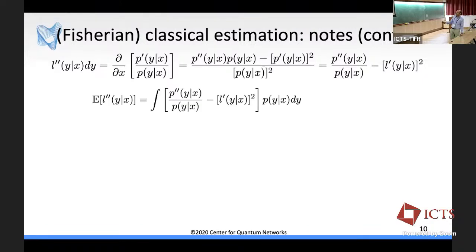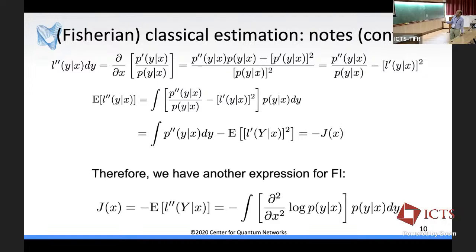Now, if you take the expected value on both sides, on the right-hand side I take this whole thing and take an expectation with respect to this P of Y given X distribution. If you look at the first term, the P cancels out, and you get a P double prime integral. And I just showed in the previous slide that this integral is zero. So you just get this thing left. So what we just derived is that J, the Fisher information, is the negative expectation of the second derivative of the log of the likelihood function of Y given X. So this gives us yet a third way of writing the Fisher information.